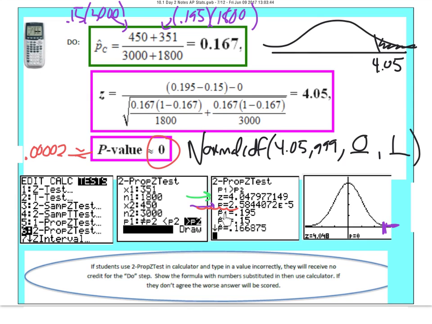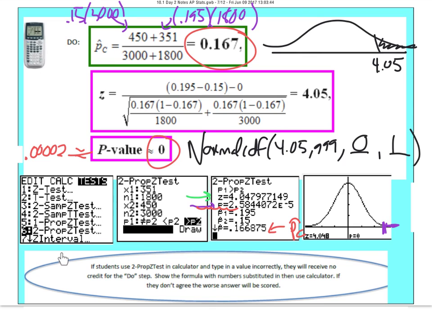Lastly, you're going to have p-hat1 and p-hat2, which we have accordingly here. And then make sure to write this one down here. This is your pooled proportion, which we computed at 0.167. So do write that value down.